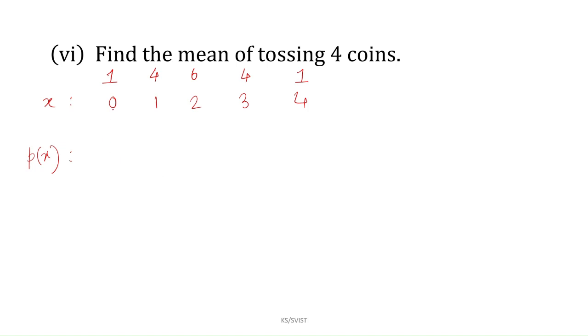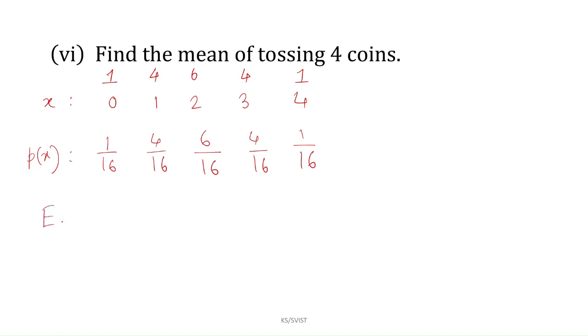Now the corresponding probabilities for no head, the probability is 1 by 16. For one head 4 by 16. For two heads 6 by 16. For three heads 4 by 16. For four heads 1 by 16.